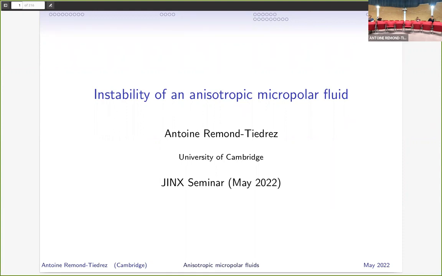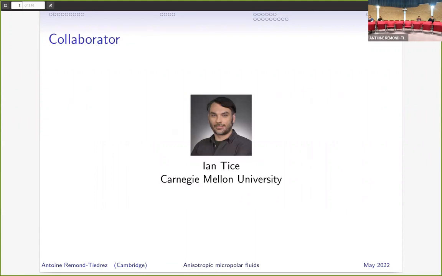Thank you. Since I don't expect people to be terribly familiar with micropolar fluids, I'm going to start by talking about what they are, and then I'll tell you what this anisotropy means and why they're an interesting subclass to study. But before I say anything else, all of this is joint work with Ian Tice from Carnegie Mellon.